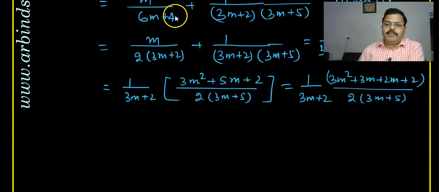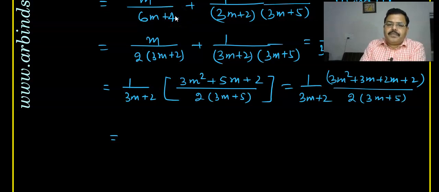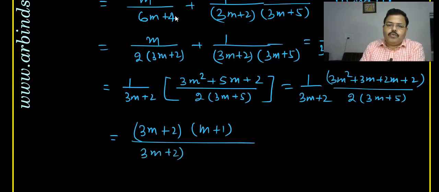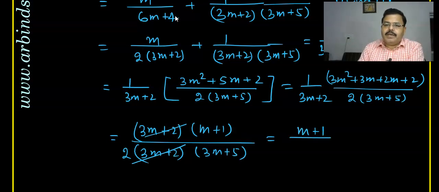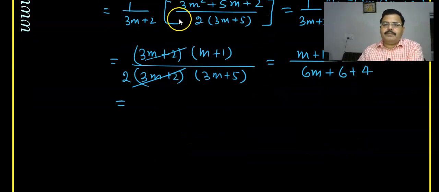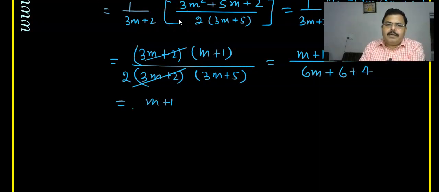So if I take the factors of all these, I take 3m common, then here it would be m plus 1, and 2 common, then m plus 1. So (3m plus 2) into (m plus 1) will be the factor, and there is (3m plus 2) into 2 times (3m plus 5). These two cancel, and now this will be (m plus 1) upon, if I multiply by 2, 6m plus 10. So 6m plus 10 can be written as 6m plus 6 plus 4. In fact, that will come like (m plus 1) upon 6 into (m plus 1) plus 4.